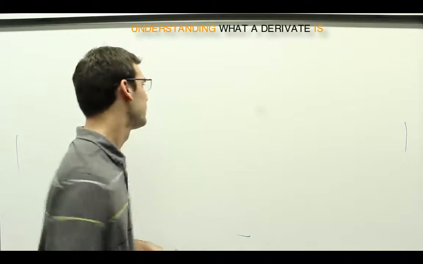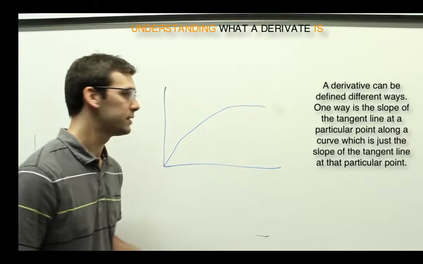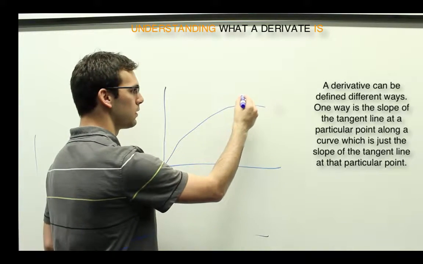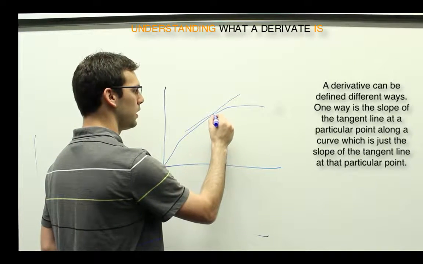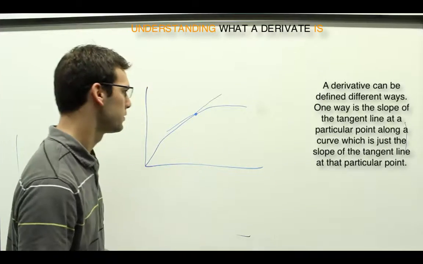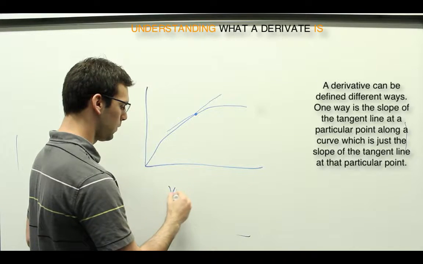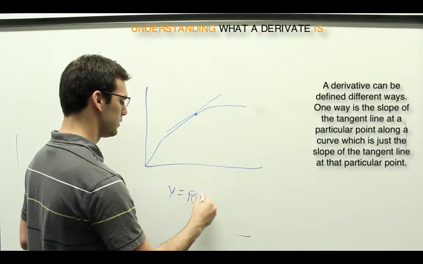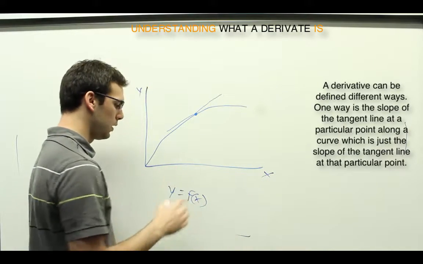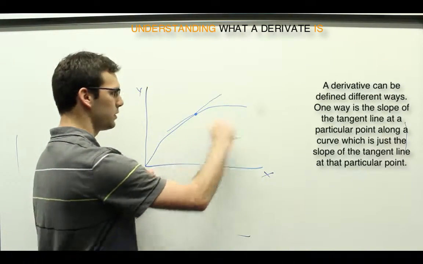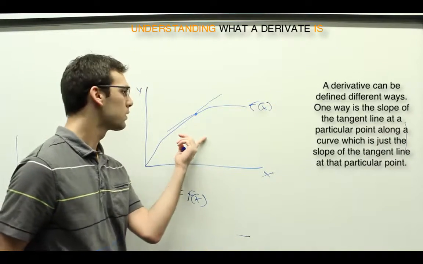A derivative in math, in general, is defined as the slope of the tangent line at a particular point along a curve. So let's talk about what that means. Suppose you have this function, we could call it y equals f of x, with a y-axis and x-axis. And suppose this, of course, is our function graphed.